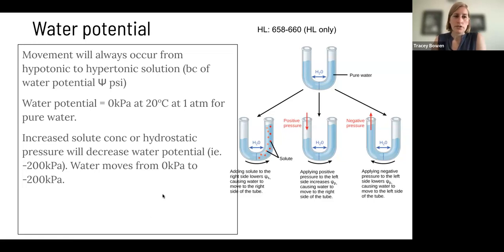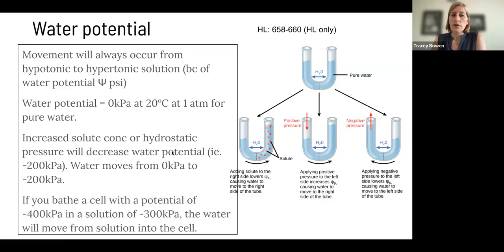If you bathe a cell with a potential of -400 kilopascals in a solution of -300 kilopascals, then the water is going to move from the solution into the cell. And that's because the cell here has a more negative potential than the solution does. And that is all for this unit, this section.